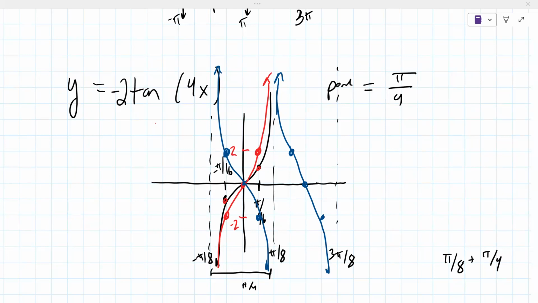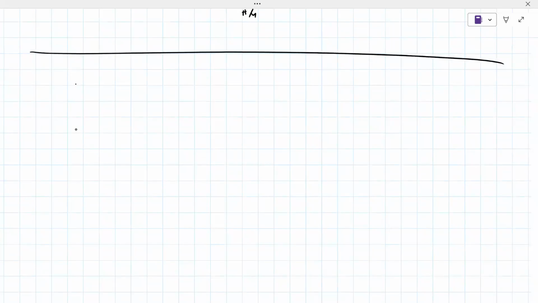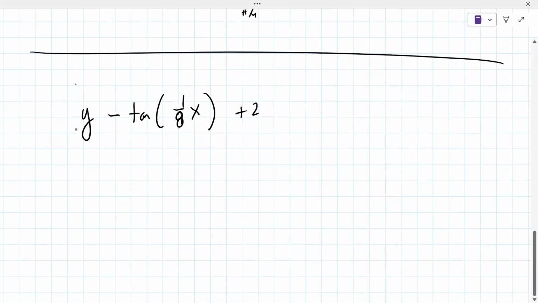Any questions on that? Or move on to the next one? That makes sense. All right. So now let's do a little shift here. Let's go y equals minus tangent 1/4 x. Let's make it even bigger. Let's go 1/8 x plus 2.